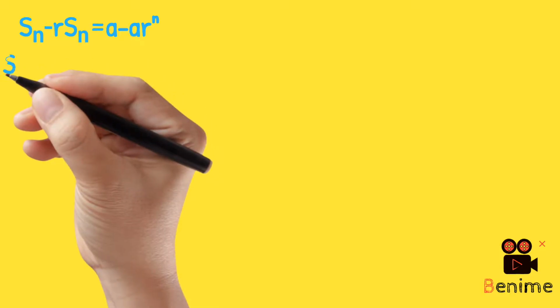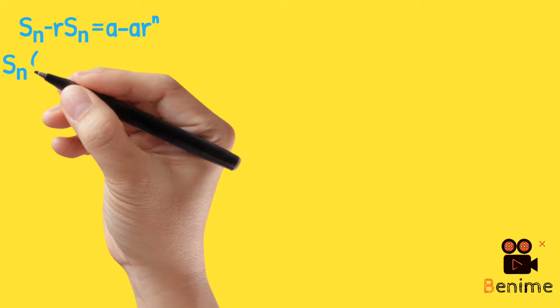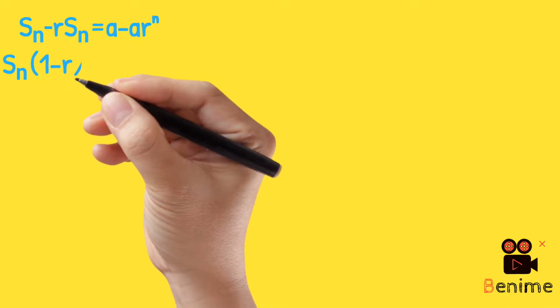On the left hand side, Sn is common. You factorize Sn out. When you bring out Sn from Sn, 1 will be left. So you have Sn open bracket 1 minus r. I'm getting r because when you bring out Sn from rSn, only r will be left.